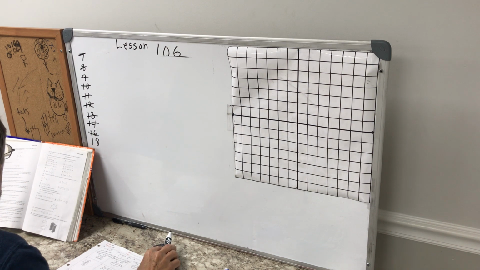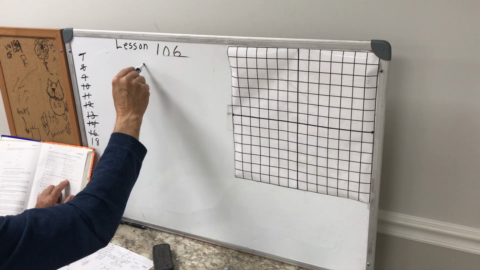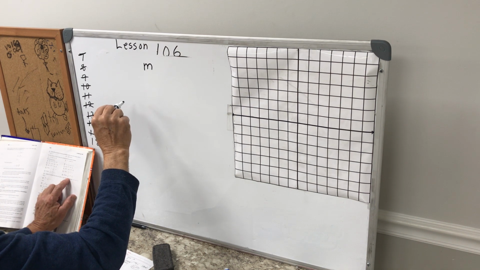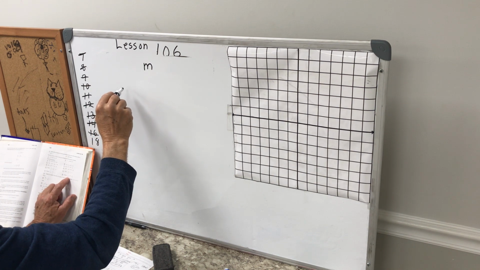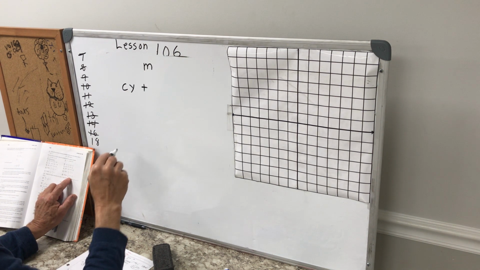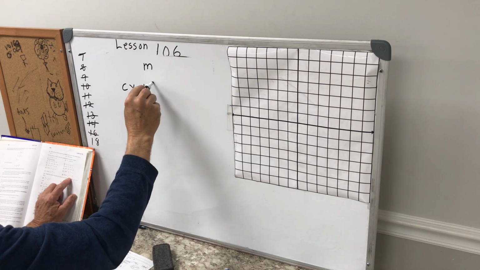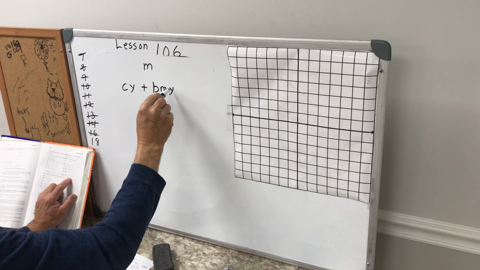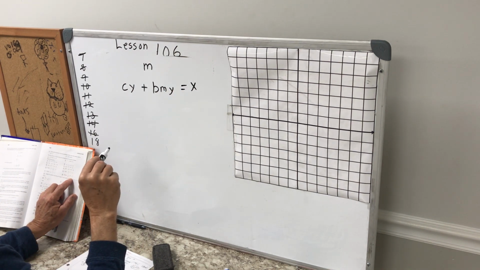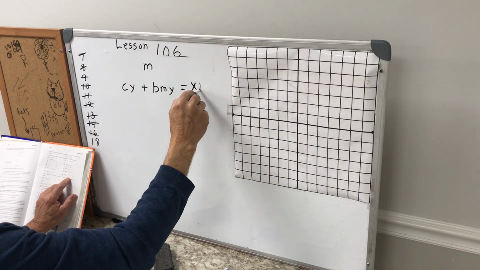And one more time, number 18. Find M. And here we go. The common denominator is MCY, all the rest of them. So on the 1 here we've added a CY, plus to the B we've added MB, it's going to be a BMY equals X, and to that one we've added the MC.